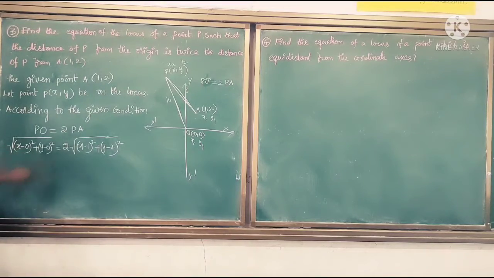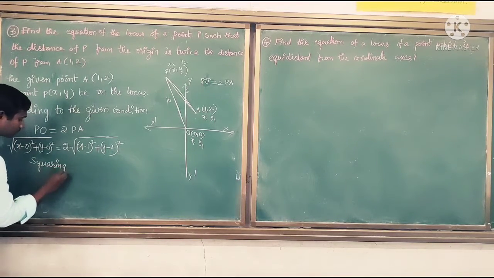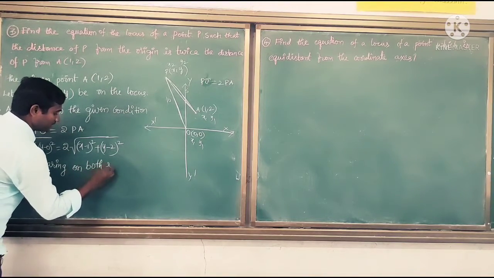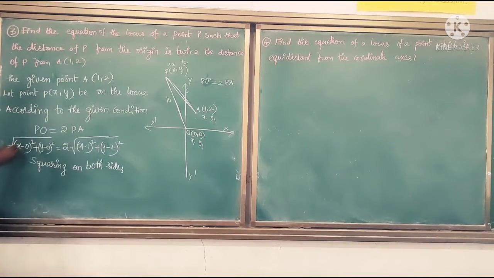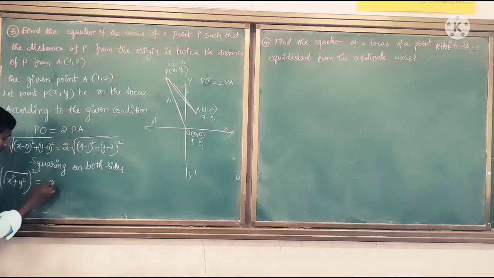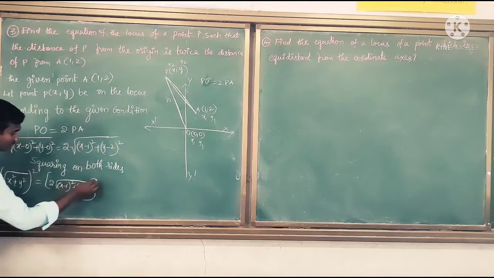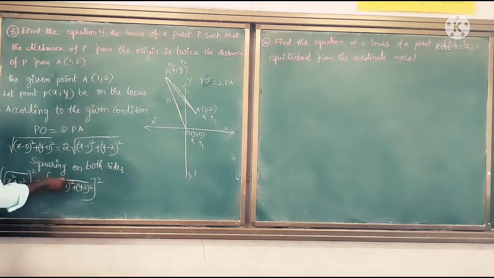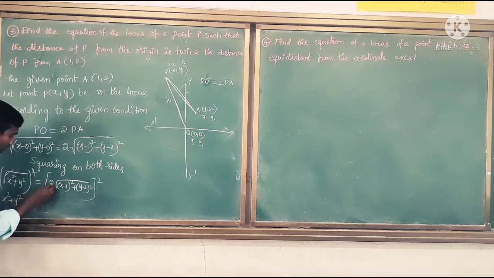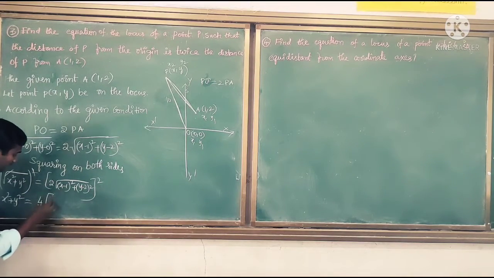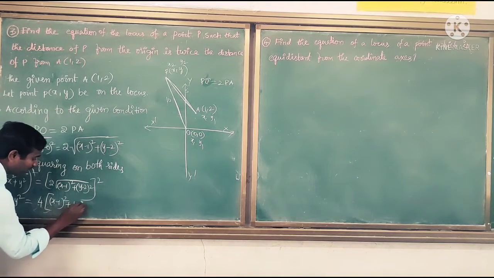Now do the squaring on both sides. If you square, the square roots cancel. So here x minus 0 is x, y minus 0 is y, and the left side gives x square plus y square, equal to 2 times the square root of (x minus 1) whole square plus (y minus 2) whole square, whole squared again. We are squaring on both sides. 2 square is 4, and the square root gets cancelled. So x square plus y square equals 4 into (x minus 1) whole square plus (y minus 2) whole square.